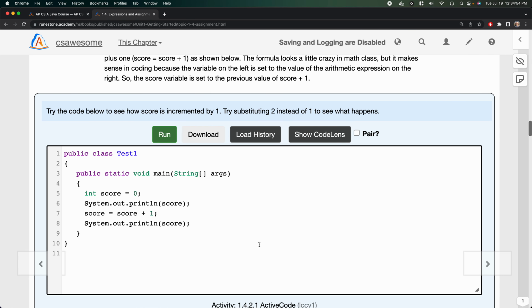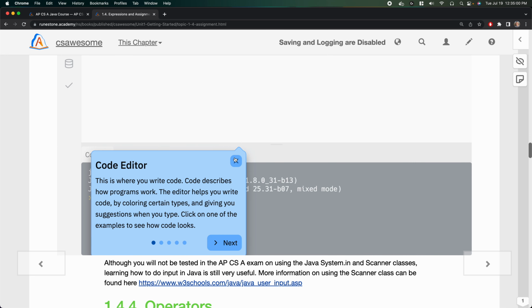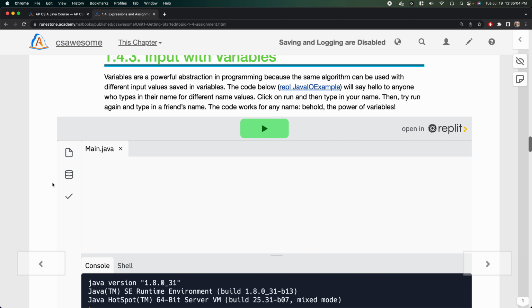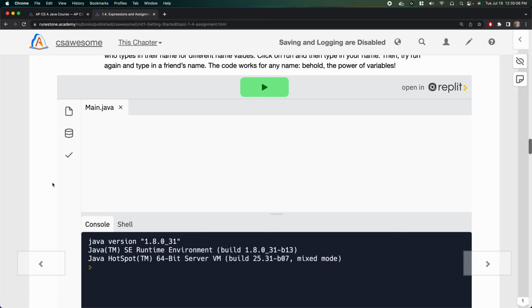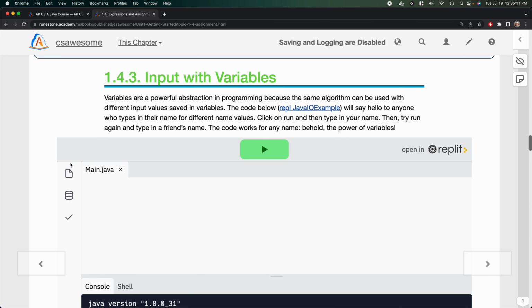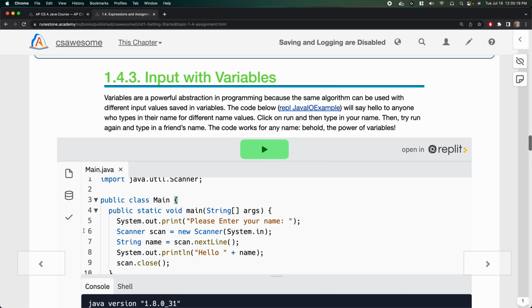We'll talk about the word increment maybe some other time. Anyways, oh wow, they're using Replit now. Oh, cool. So they gave you some other code that you can play with. This gets a little bit more advanced, but you can play with this if you'd like.